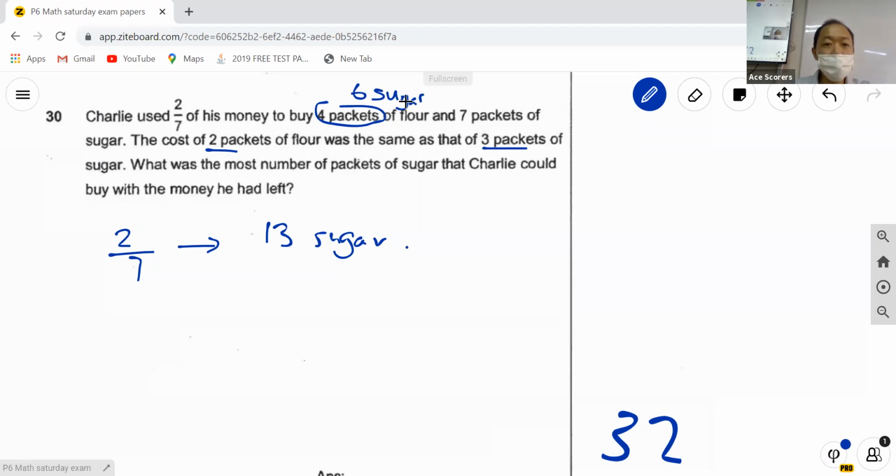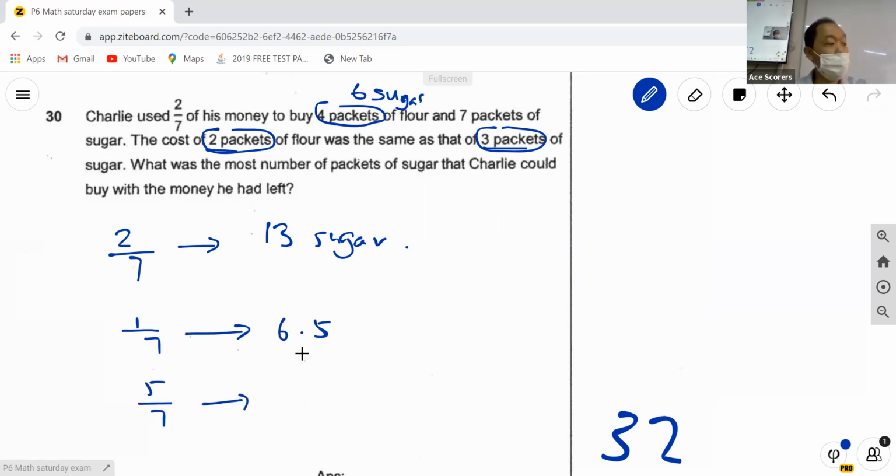Charlie loves to eat sugar. Right, 2 packets equals 3 sugar. So 4 packets of flour equals 6 sugar. So 2 out of 7 of his money is 13 packets of sugar. What was the most number of packets of sugar that Charlie could buy with the money he had left? So how much does he have left? 5 over 7, right? So if we know that 2 over 7 can buy 13 bags, 1 over 7 can buy how many bags? 6.5 bags, right? So 5 over 7, just multiply by 5.